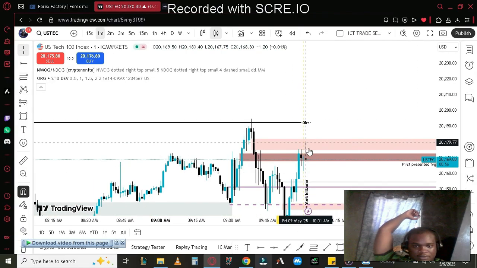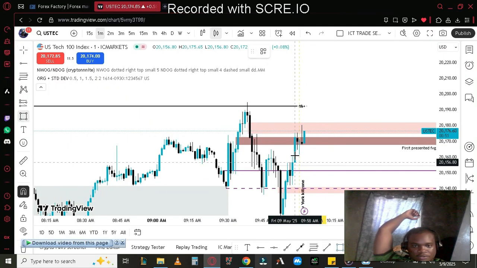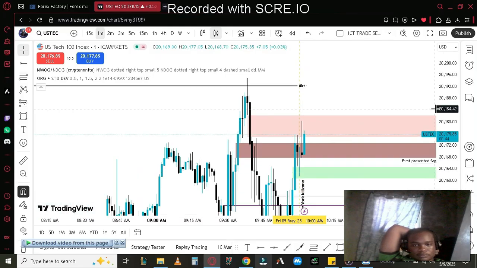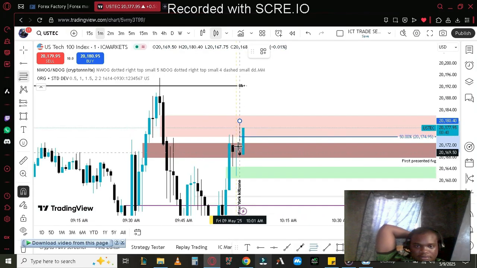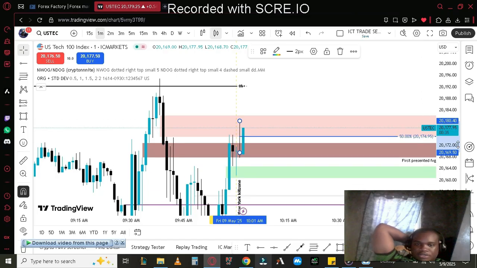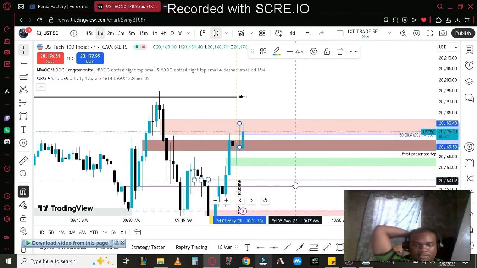Tap back up into this FVG, failed to close below. Let's highlight this FVG here, which is a bullish FVG. Nice little wick right here. Let's pay attention to it. The market is bearish. You'd like to see the midpoint of the wick be respected.